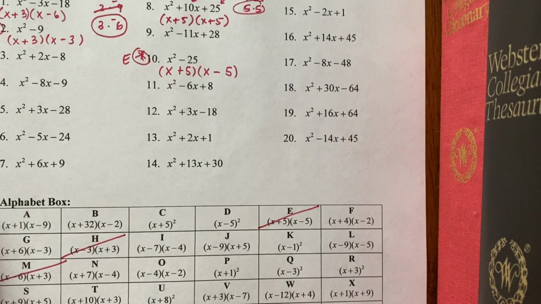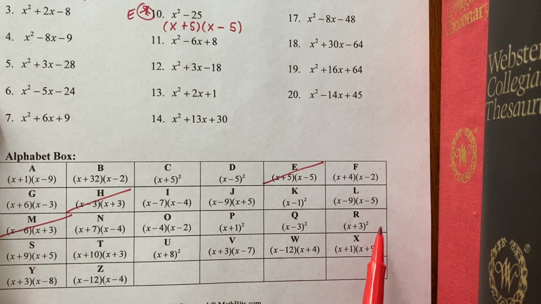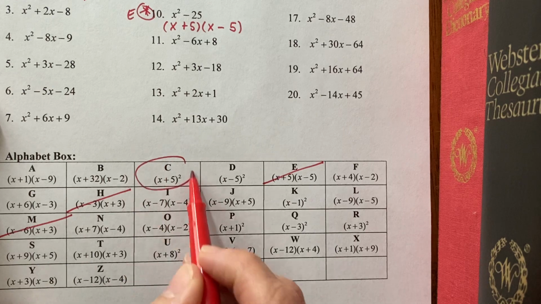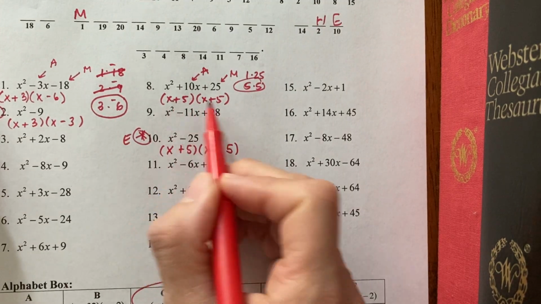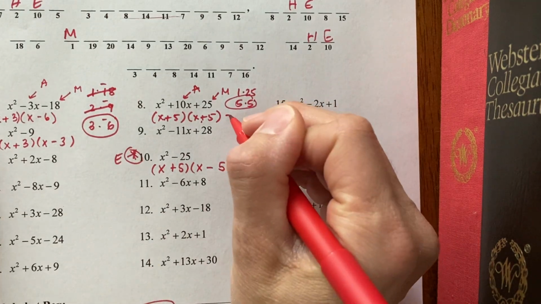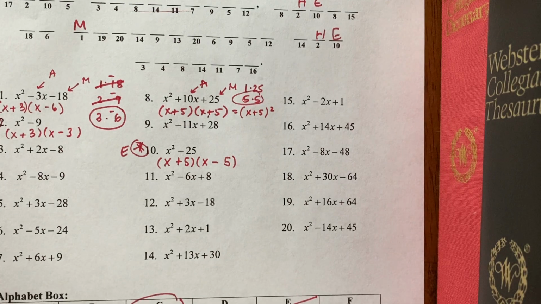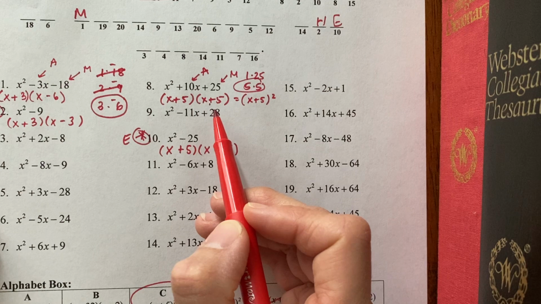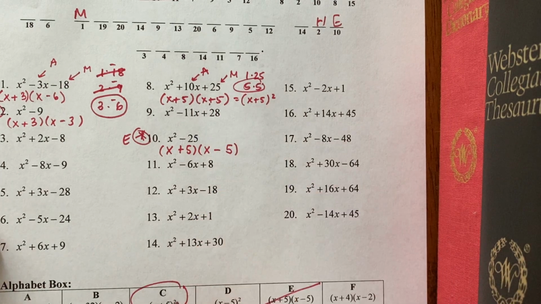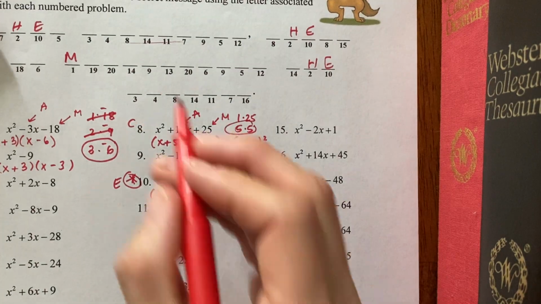But if you look down here, you're not going to find that. What you do see is, where is it? C here says x plus 5 squared. Remember, anything times itself is that squared. So this I can rewrite as x plus 5 squared. So if you don't find answers like that, they're not going to show up as x plus 5 times x plus 5. They'll show up as x plus 5 squared. So that is C, and that's 8.